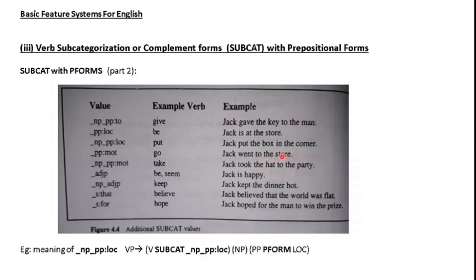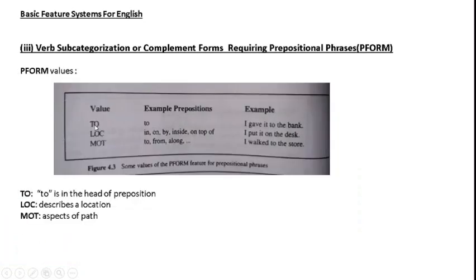Check once again. Is it a to actually? It is very doubtful, right? Should I include it in to or not? So let us see the definition of to. What is to actually? To means the prepositional phrase should have to as the head of the preposition.